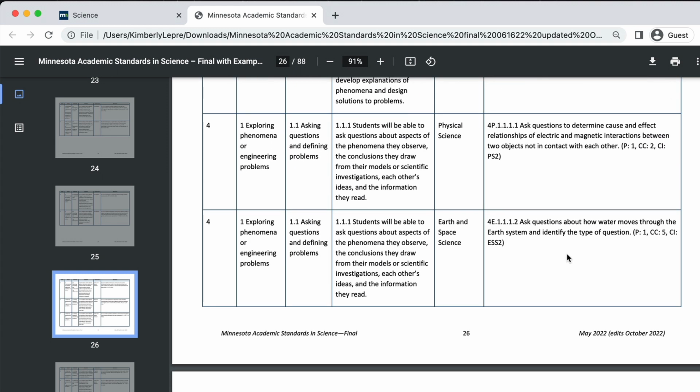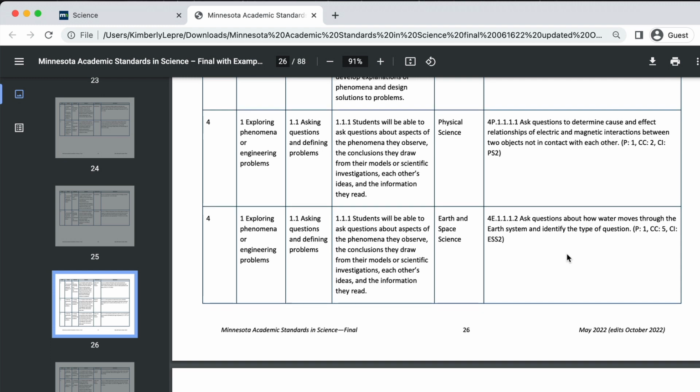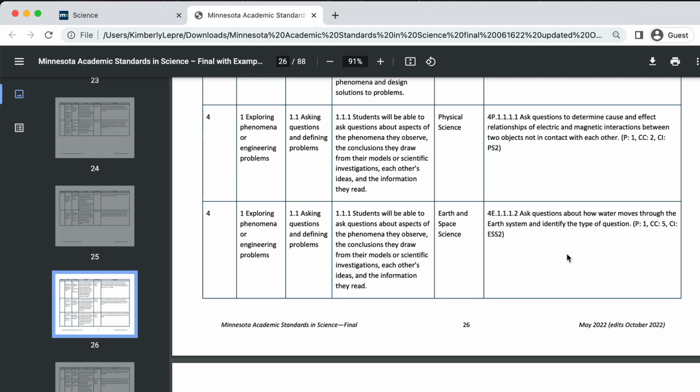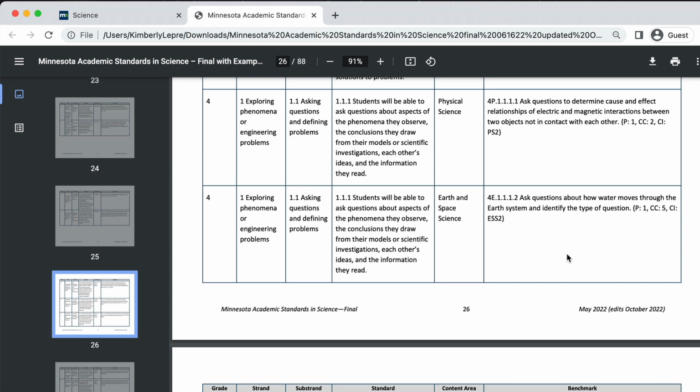So I'm going to just pick the first one that I see here for 4th grade. It says exploring phenomena or engineering problems. That's this first strand. The substrand is asking questions and defining problems. And then the standard: students will be able to ask questions about aspects of phenomena they observe. Okay, so they're going to ask questions about the phenomena they observe, the conclusions they draw from their models or scientific investigations, each other's ideas, and the information they read. So this particular standard is really looking at students' ability to ask questions.